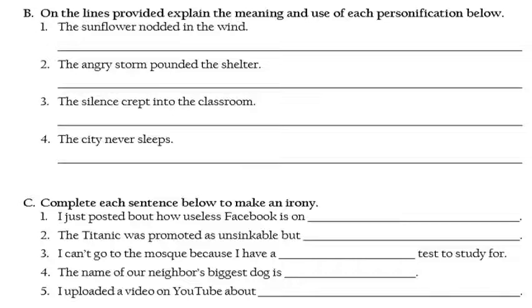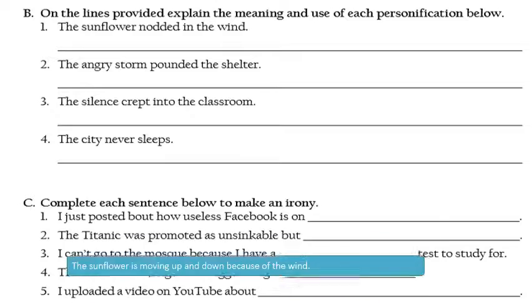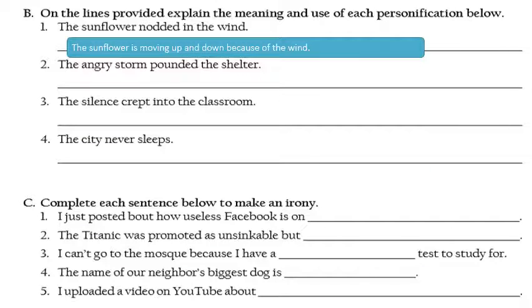On the lines provided, explain the meaning and use of each personification below. Here we have to explain what is the usage for the personification. The sunflower nodded in the wind. Could the sunflower nod in the wind? For sure, no. But why did we use here the expression nodded? Because the sunflower was moving up and down like a nodding neck, like a human who is nodding his neck. So the sunflower is moving up and down because of the wind. Simply, that's the explanation.